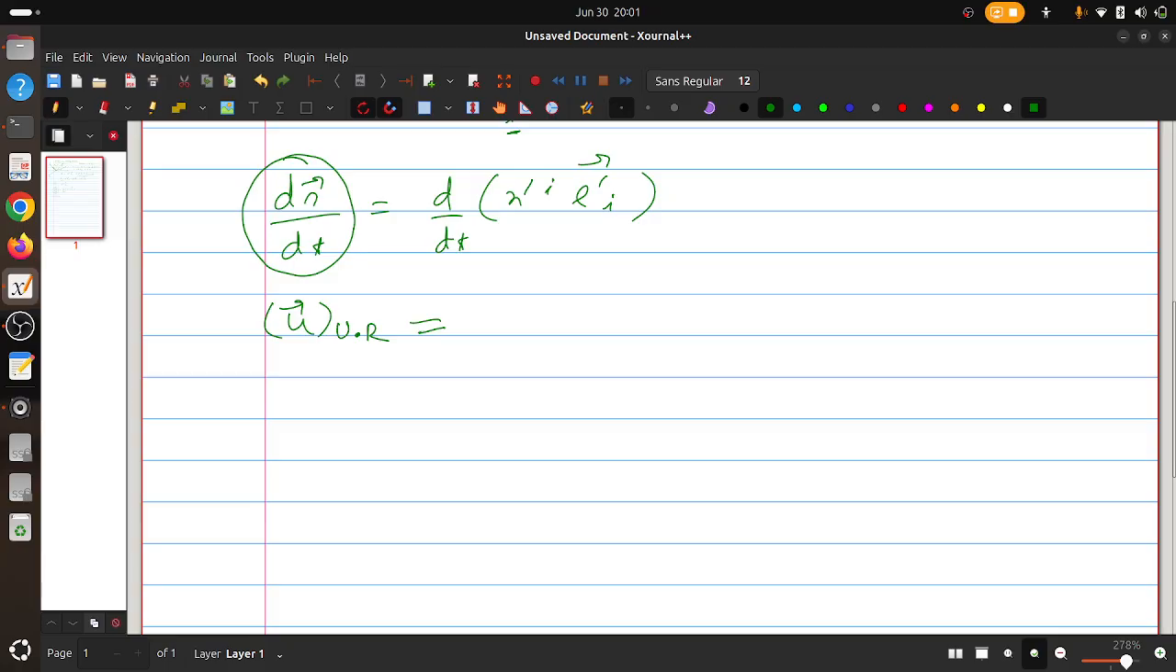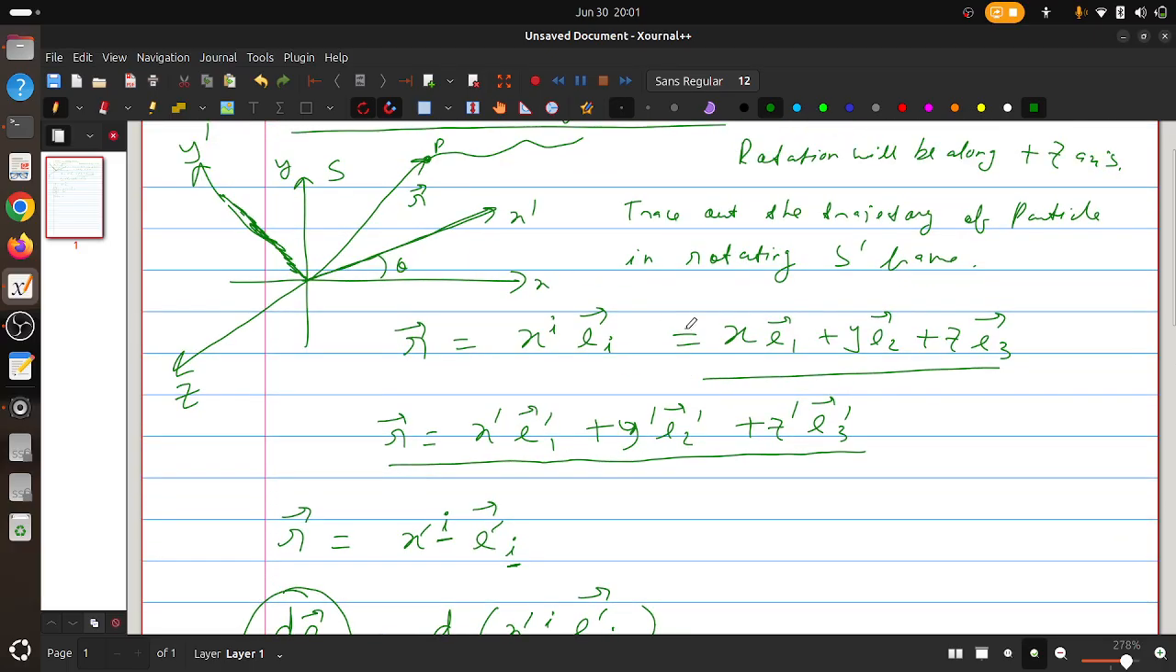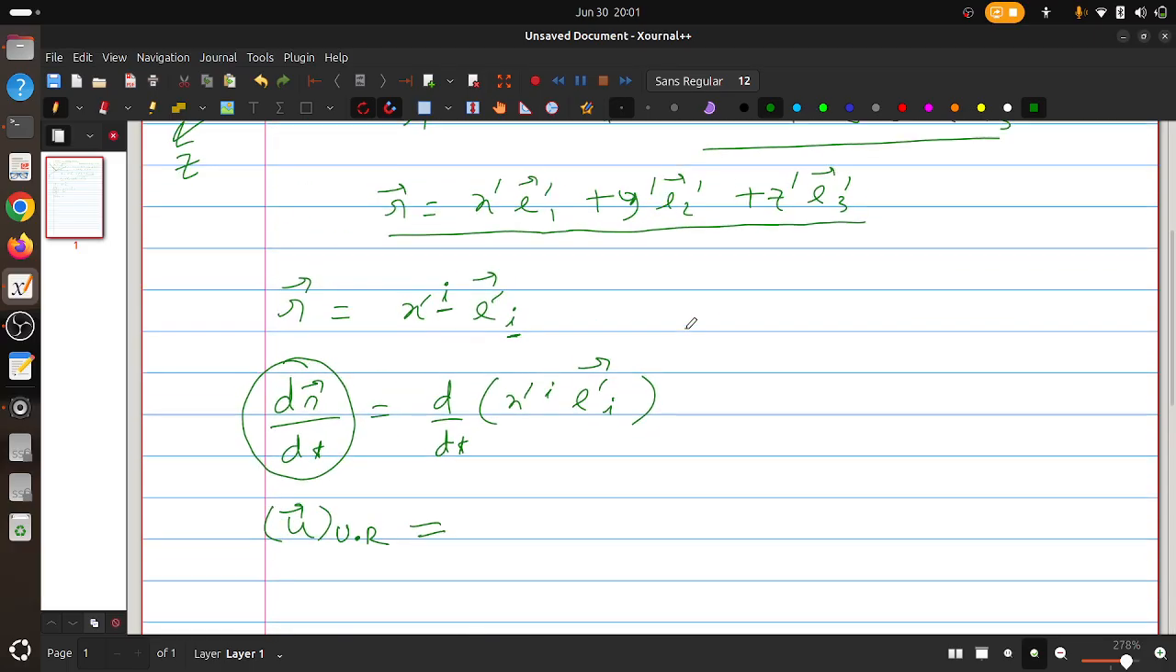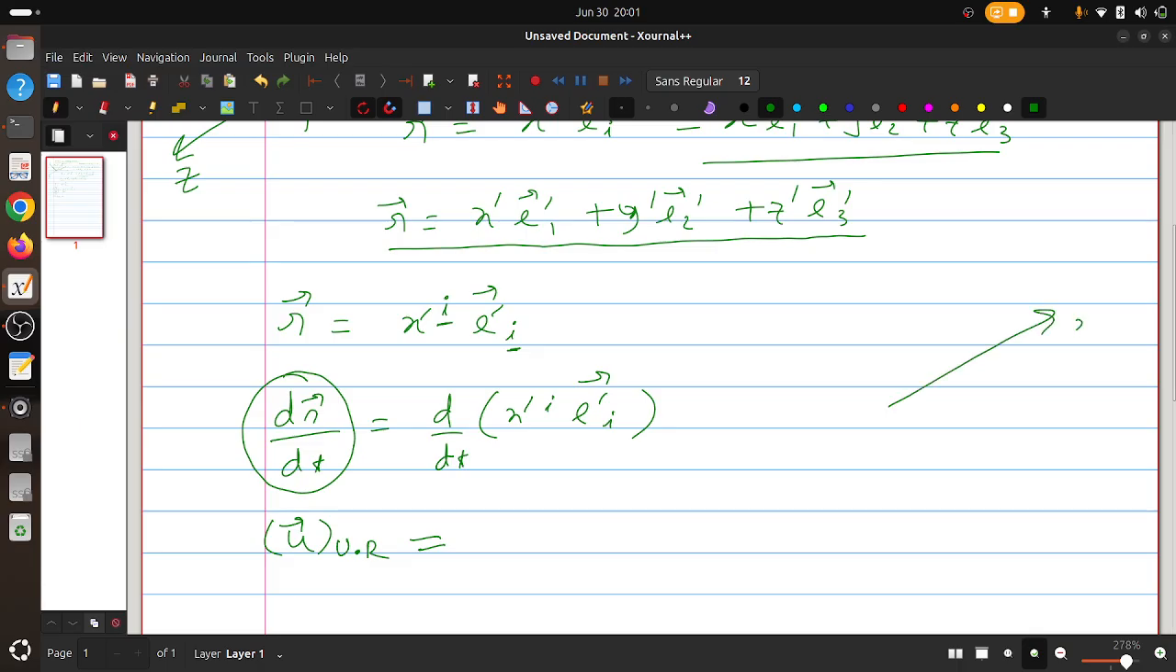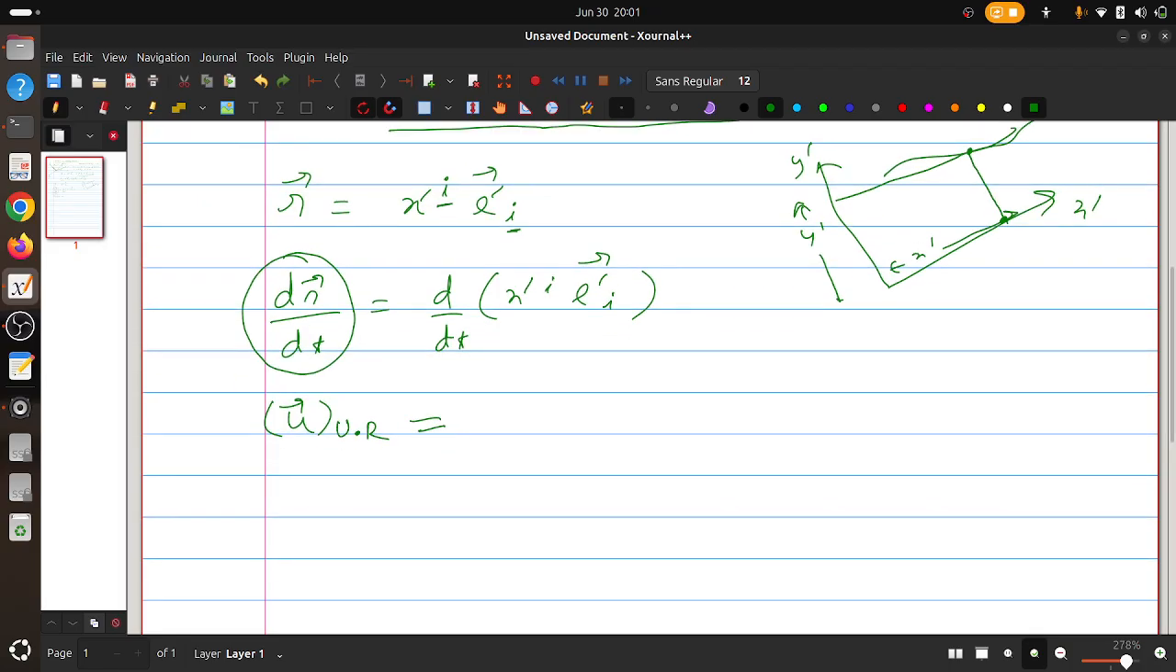You see that this x prime i, what is x prime i? Let's say this is my x prime and this is my y prime. At some particular point, this particular thing is x prime and this is y prime, and as the particle moves along, this x prime and y prime are going to change, so that's why they are functions of time. Now what about this e prime i?